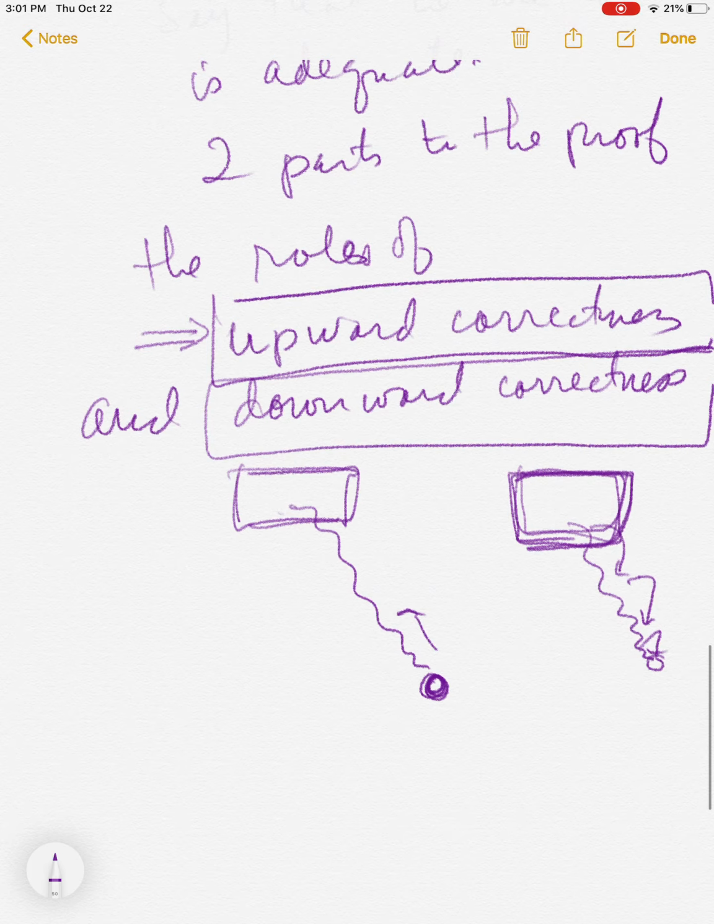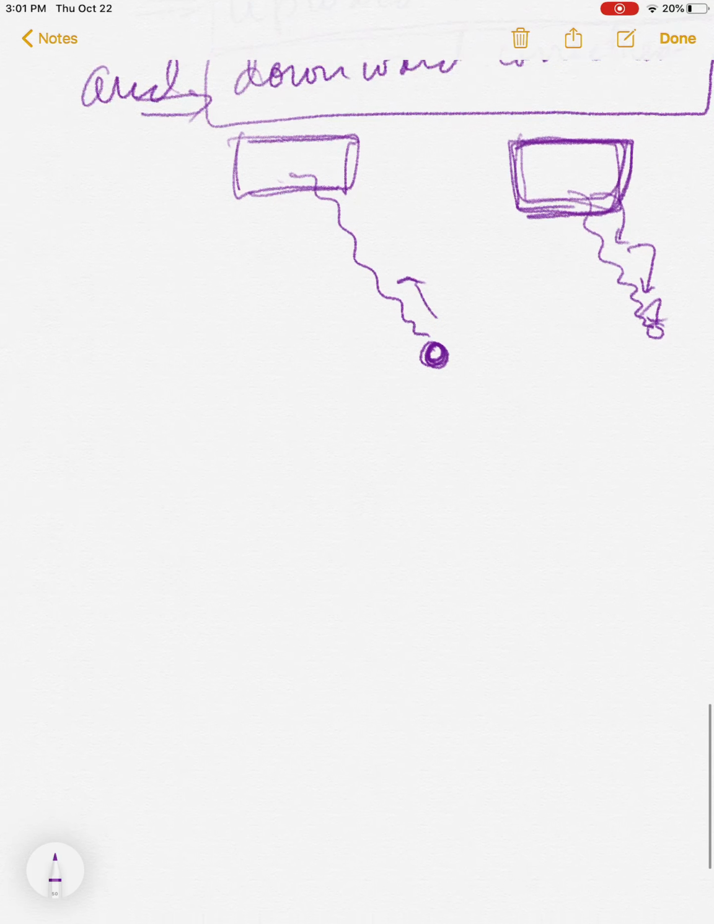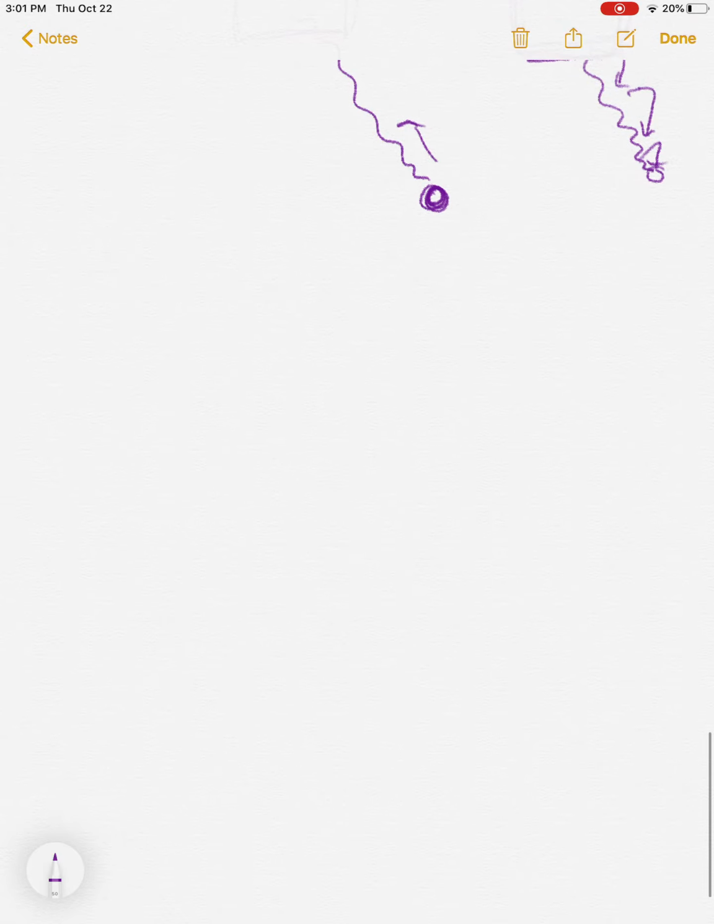So just to make sure that you understand what we mean by upward and downward correctness, let's take a look at, suppose that we maintain the meaning of, say, conjunction. So this still has the same meaning.